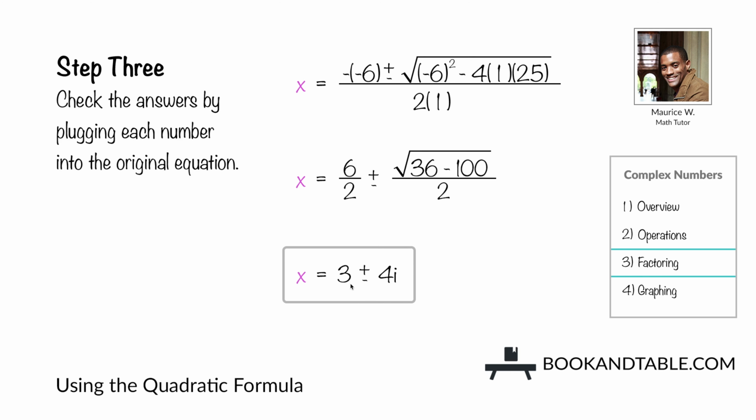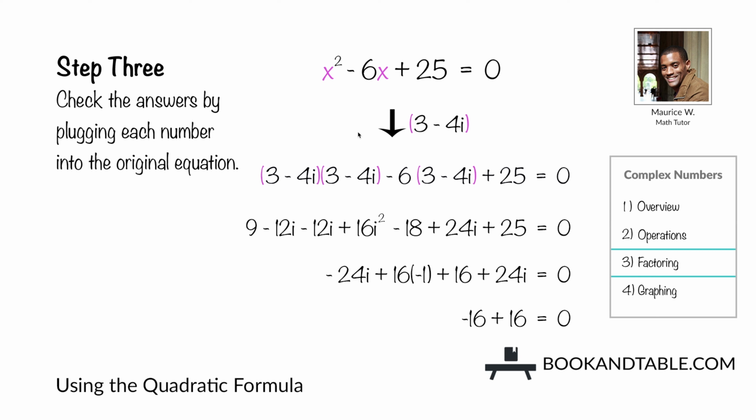So now what we want to do is check the answers by plugging each number into the original equation. So I'll plug in the smaller number, 3 minus 4i, first, and then we'll test 3 plus 4i. In the original equation, x squared minus 6x plus 25 is equal to 0. So we'll plug in 3 minus 4i here and here. And that gives us 3 minus 4i times 3 minus 4i minus 6 times 3 minus 4i plus 25 is equal to 0.